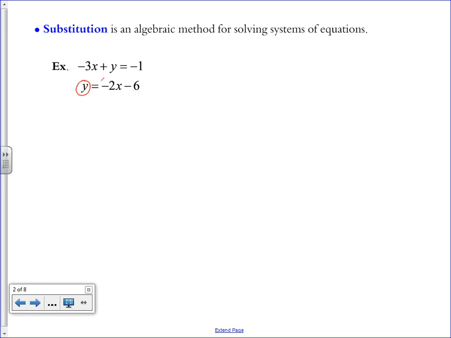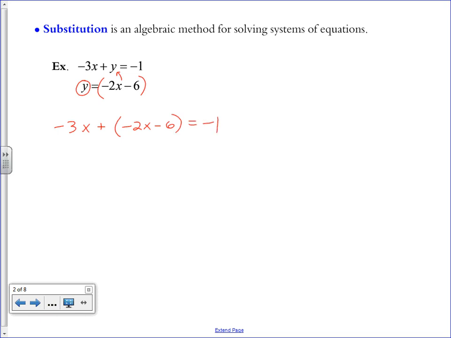Y equals the entire quantity negative 2x minus 6. That's what y equals. If y equals negative 2x minus 6 in the second equation, then it also equals that in the first equation. I'm taking this as a set. So I can replace the y from the first equation with this entire quantity negative 2x minus 6. So I'll rewrite my first equation, negative 3x plus, where it used to say y, I'll replace it in parentheses with this quantity, equals negative 1.